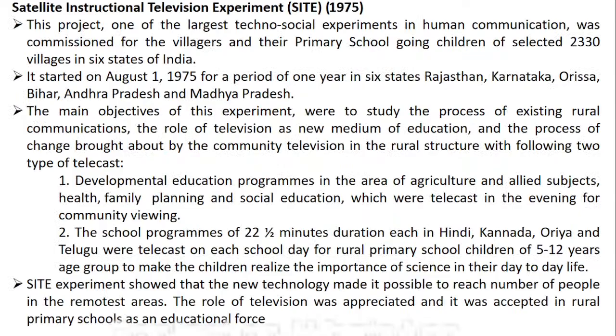Next, we move on to SITE. In old question papers, full forms of this have been asked. So, Satellite Instructional Television Experiment, which started in the year 1975. This project was one of the largest techno-social experiments in human communication and was commissioned for the villagers and primary school going children, selecting 2,330 villages in 6 states of India. So basically for this project, 6 states of India were shortlisted. It started in 1975, on 1st of August. The 6 states were Rajasthan, Karnataka, Orissa, Bihar, Andhra Pradesh and Madhya Pradesh. These were the 6 states shortlisted for the said project.